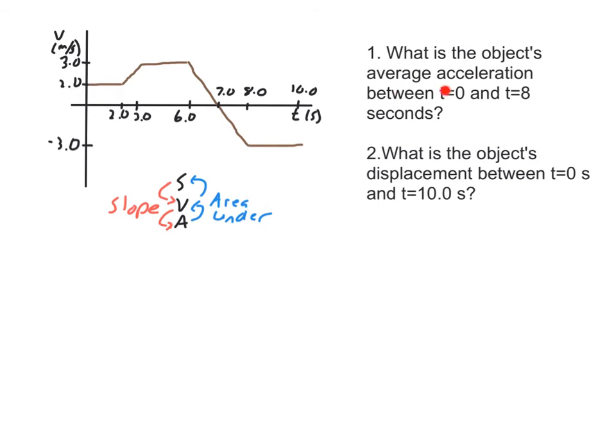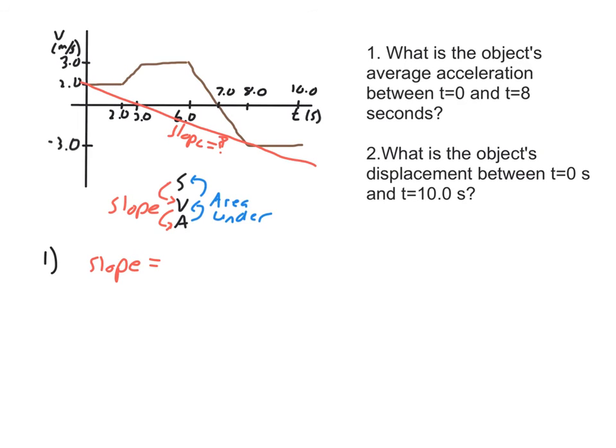What is the object's average acceleration between t equals 0, which is going to be up here, and t equals 8, which is going to be down there? And what we said was whenever you're trying to find average acceleration, even though those 2 are connected by all of these different line segments of different lengths in time, what you can do instead is draw a line from the first point to the last point and find its slope to get the average.